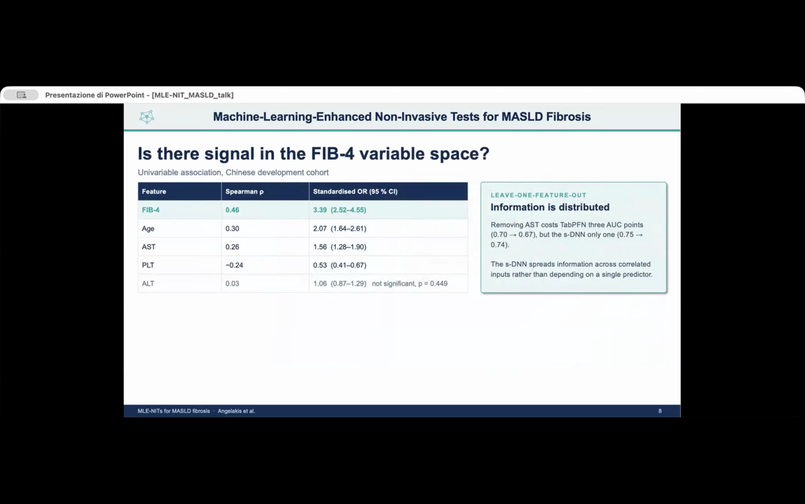We first evaluated if there was enough signal in the 5 variables we used. In the development cohort, age, FIB4, AST, and platelets are all significantly associated with advanced fibrosis. FIB4 is the stronger single predictor, by the way. On the other hand, ALT on its own is not significant. But here is an interesting point. When we remove AST, TabPFN loses 3 AUC points, while our neural network loses only 1. In other words, the compact model spreads information across the correlated inputs rather than leaning on a single variable, which is exactly the behavior you want from a model that has to generalize to new populations, right?